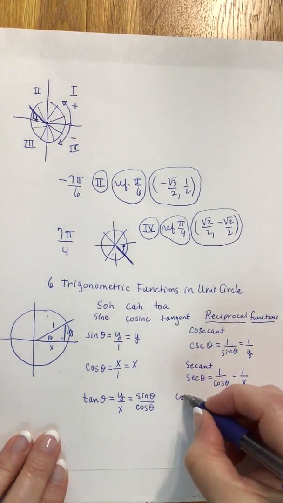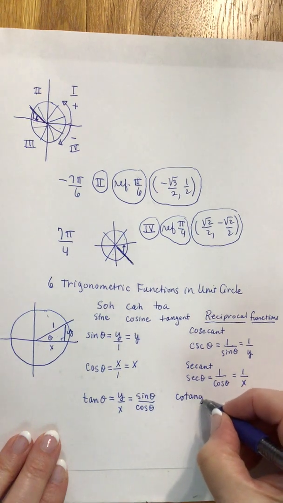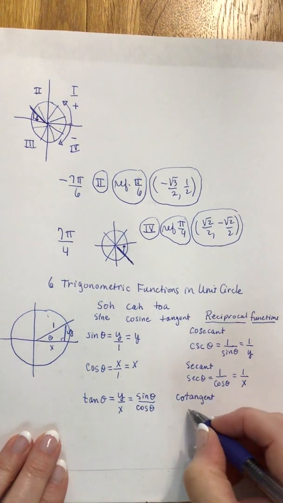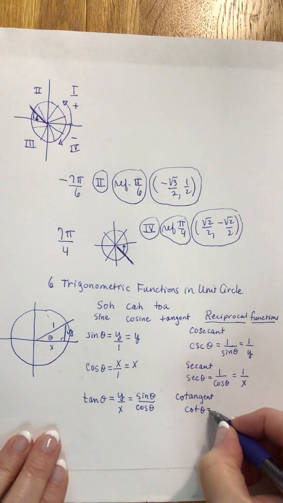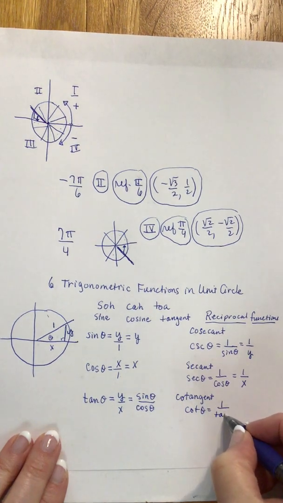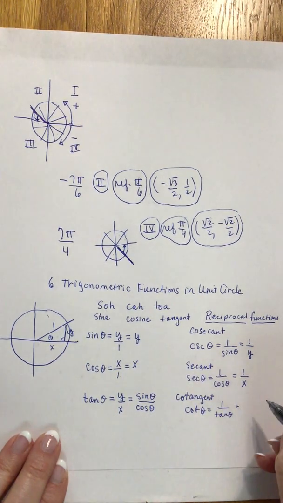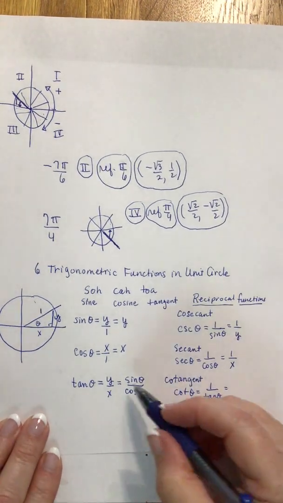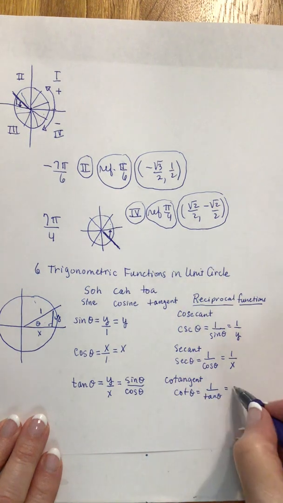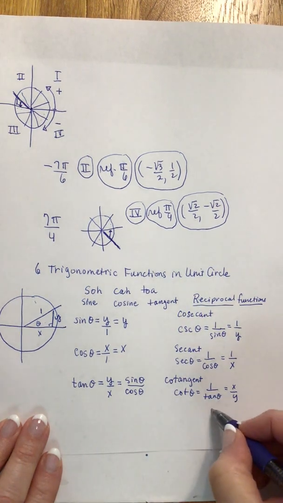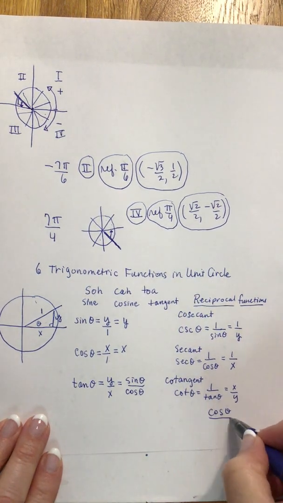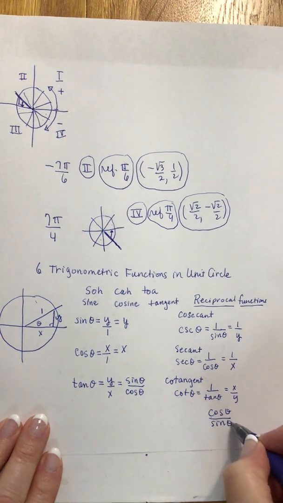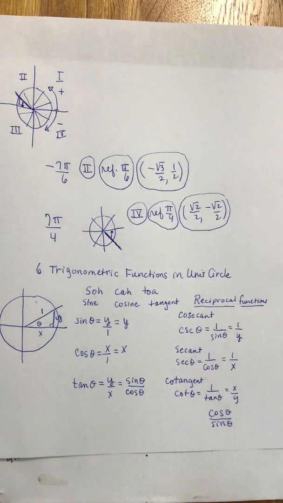And the last one is cotangent. So we know cotangent theta is the reciprocal of tangent. So if the reciprocal of tangent, you have y over x, so we're going to have x over y. And we're also going to have cosine theta over sine theta. Okay, I'm going to give everybody a minute to get that written down first.